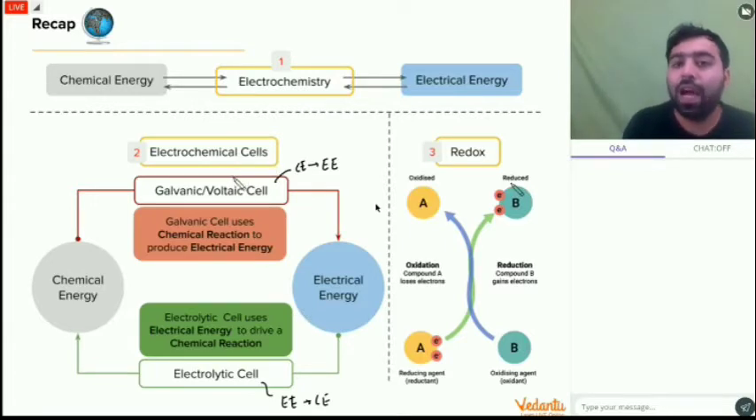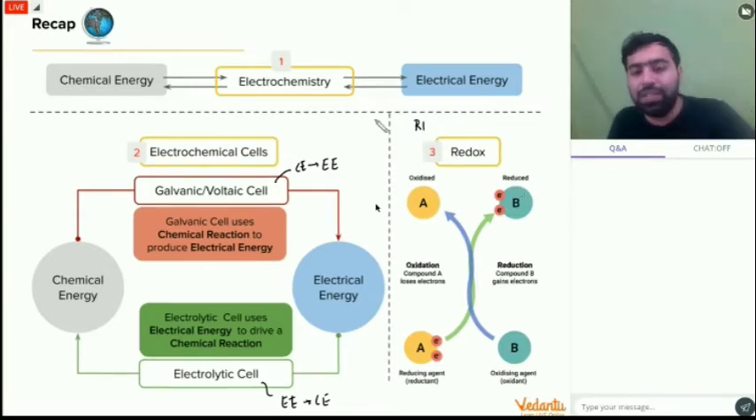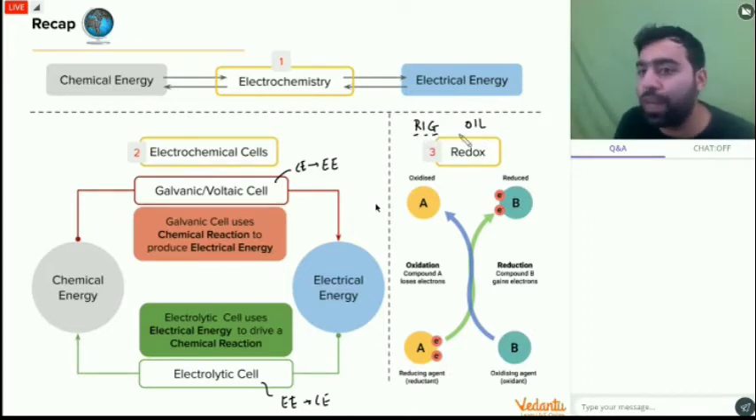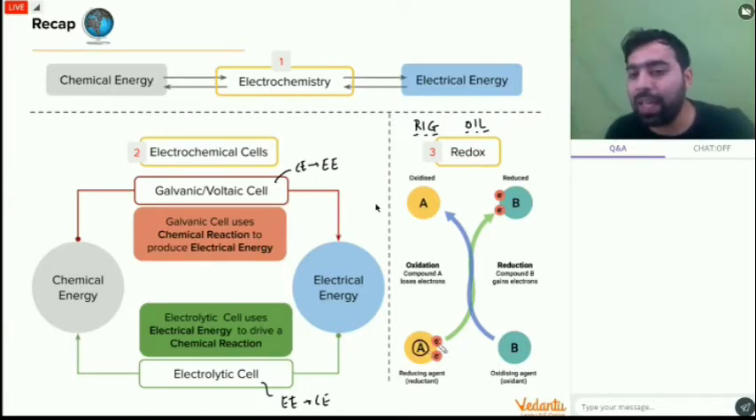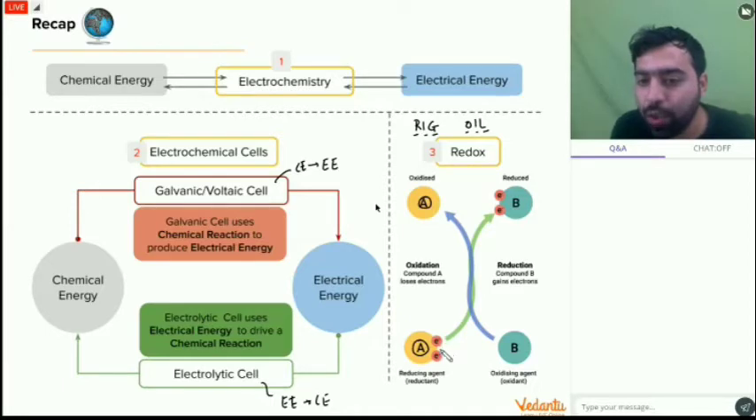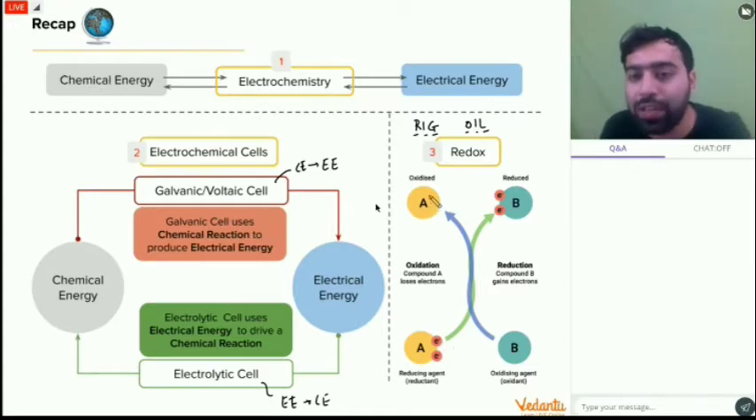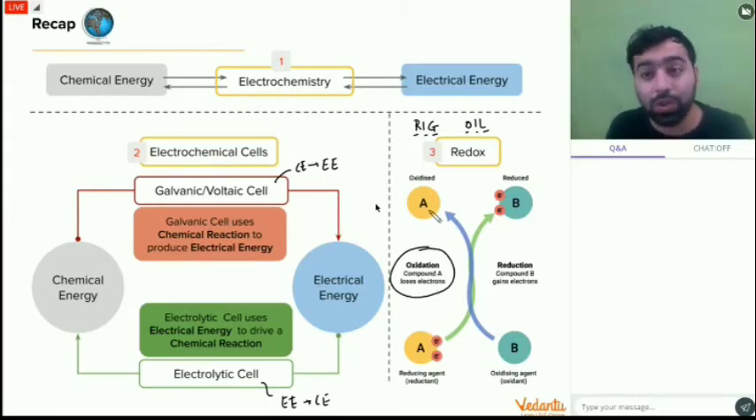Then after that we studied redox. Redox reaction dealt with reduction and oxidation. Here I told you one trick, RIG OIL. That is, reduction is gain of electron, oxidation is loss of electron. So this element A is getting converted to A2+. See, there are two electrons and these two electrons are lost. Loss of electron is called oxidation.